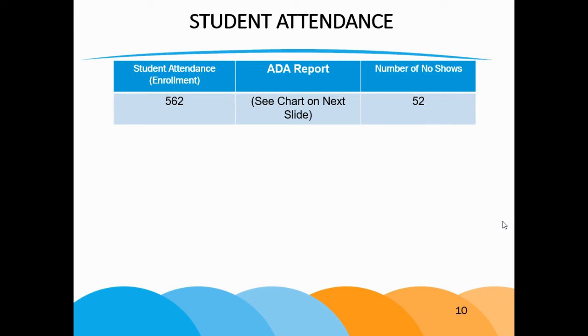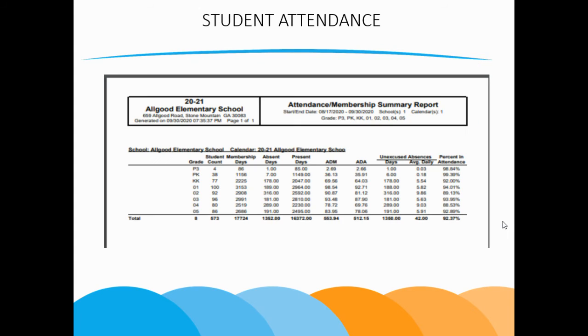For our student attendance, we're right at 562. Yes. And I do have a chart here provided to help you to identify where we stand with that, and the number of students with no shows is 52. For student attendance, we're looking at grades pre-K through 5th. If you take a moment and look at this chart, it shows student count, membership days, days absent, days present, so that you can see where we stand here with Allgood Elementary.